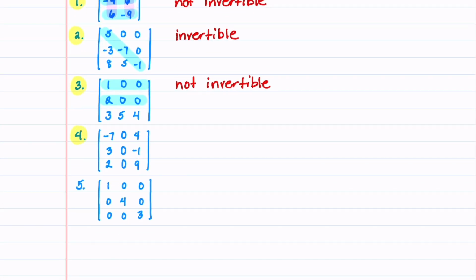In example 4, your eye might be drawn to this column because it's a column of zeros. This means that the columns are not independent, so our matrix is not invertible. And then also, when you transpose the matrix, you're going to have a row of zeros. So A transpose is not invertible.